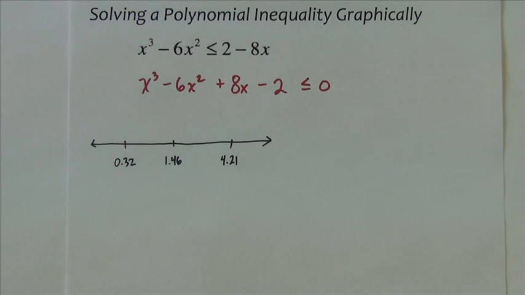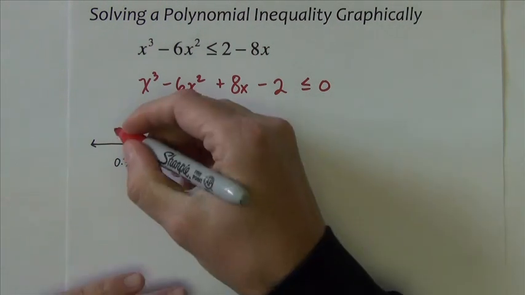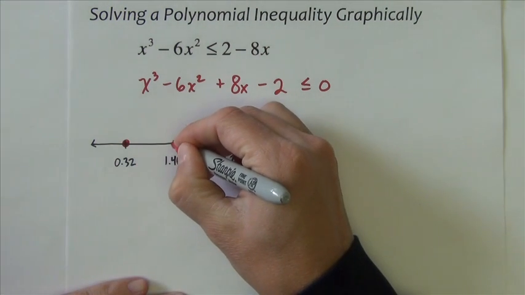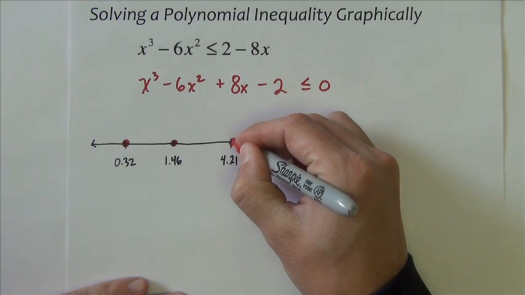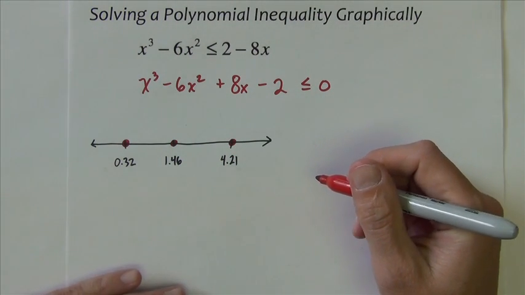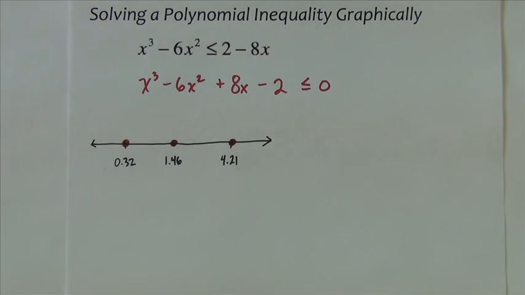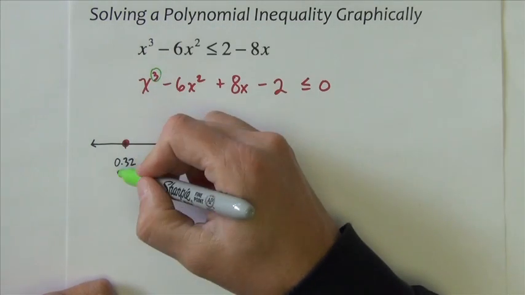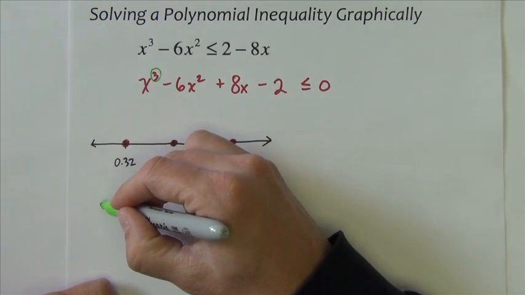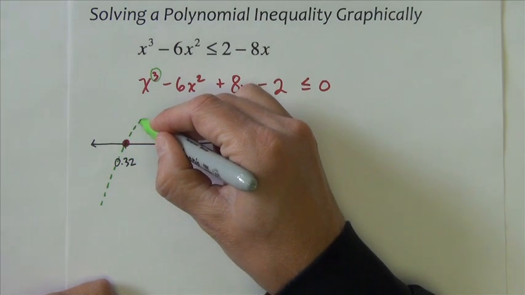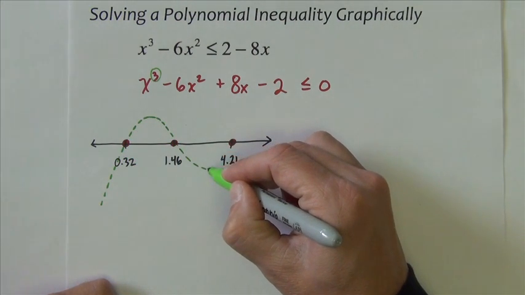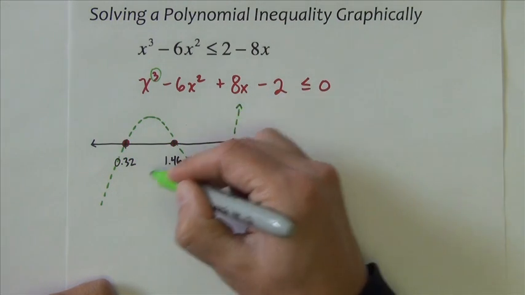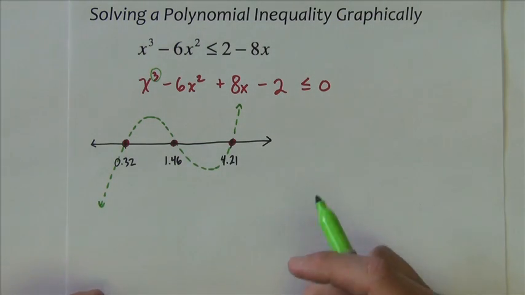Alright, so on each of these we're going to have closed circles because there is an equal to. And I'm just going to maybe superimpose what a graph on this would look like. It's a positive odd power, so that means it's got to come up here, then down, then back up. So its graph kind of looks like this.